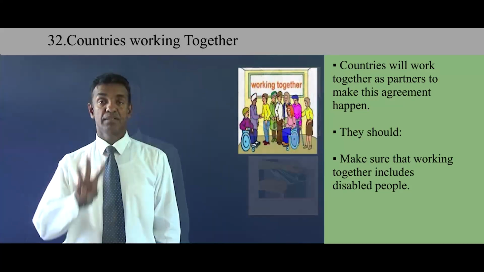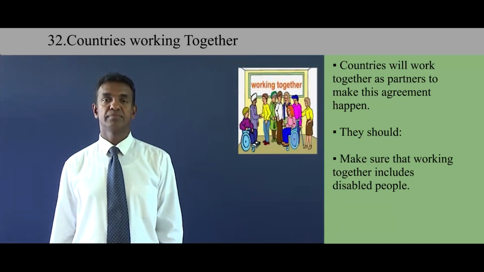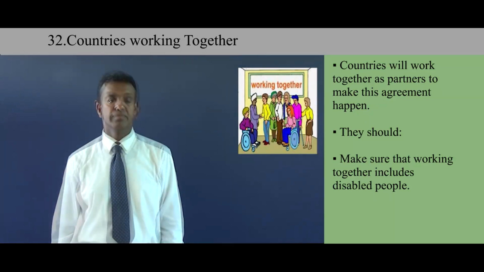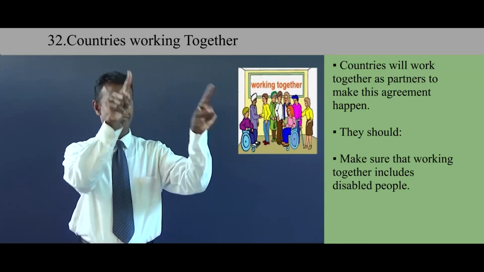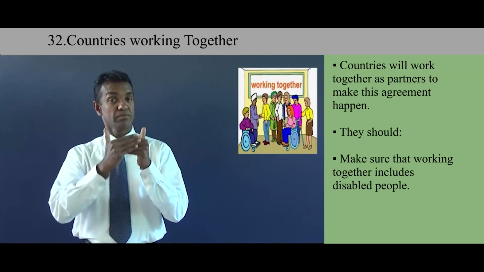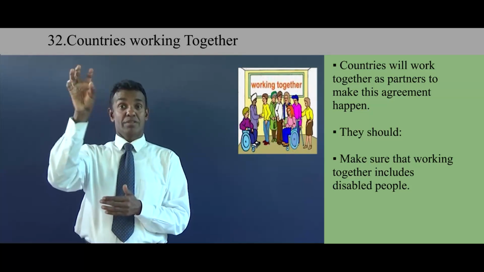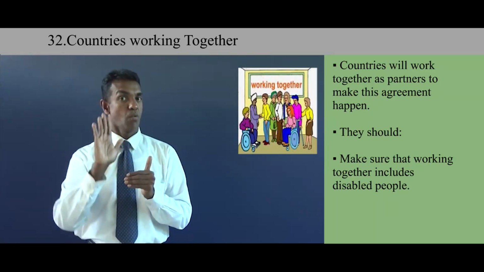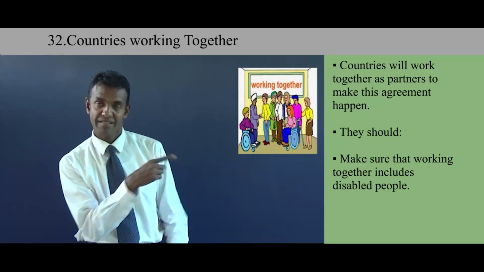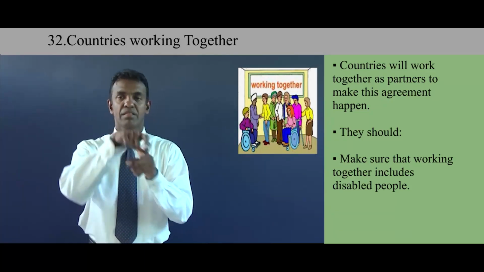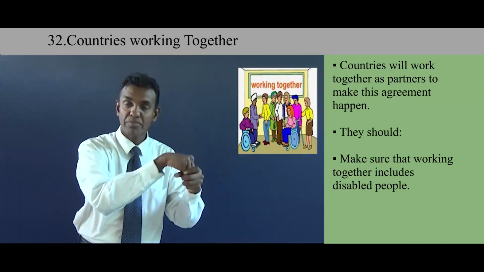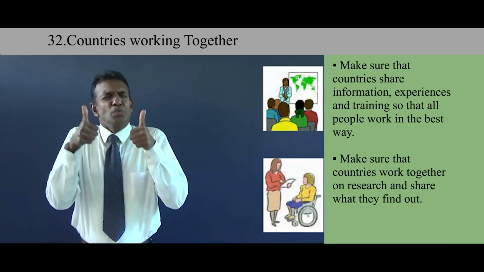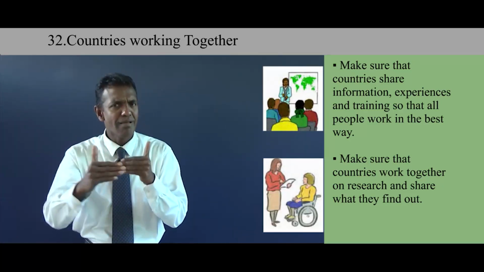Countries working together. Countries will work together as partners to make this agreement happen. They should make sure that working together includes disabled people. Make sure that countries share information, experiences, and training so that all people work in the best way. Make sure that countries work together on research and share what they find out.